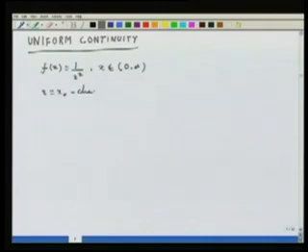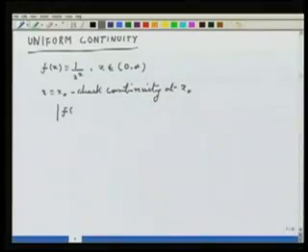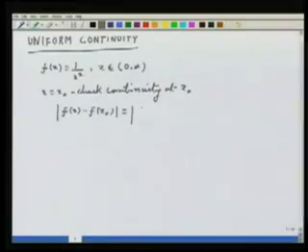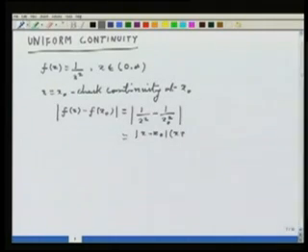to check continuity at x naught. So how are you going to go about this problem? I first look at the quantity f(x) minus f(x naught), and then I write down the definition of f. So that is modulus of 1 by x square minus 1 by x naught square, and then if I expand it, what I get is mod of x minus x naught times x plus x naught. I am not putting modulus here because both x and x naught are positive, divided by x square times x naught square.